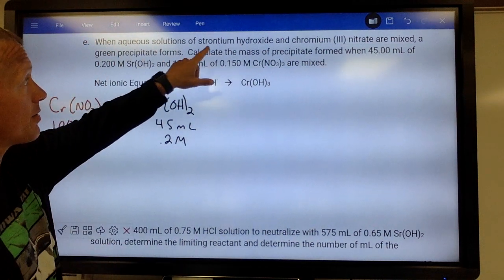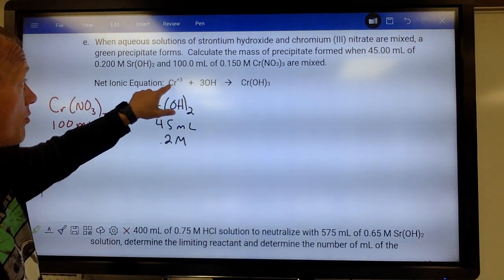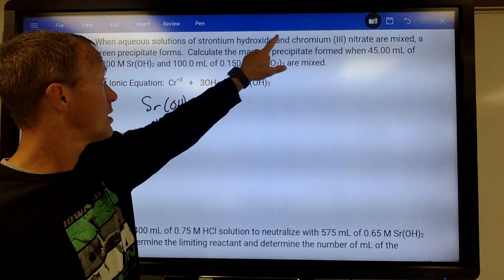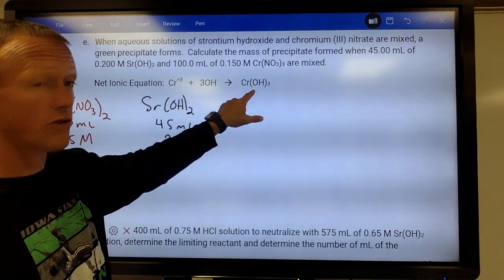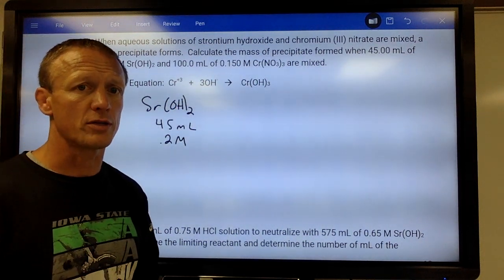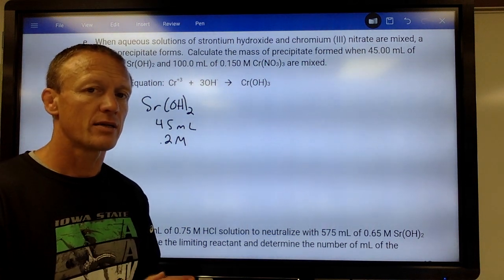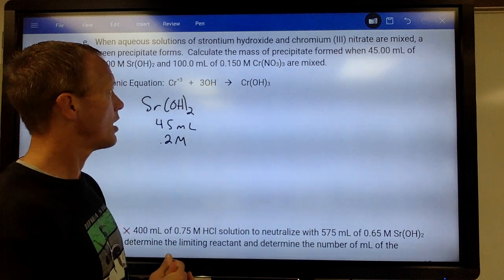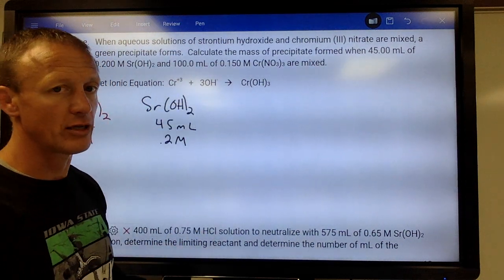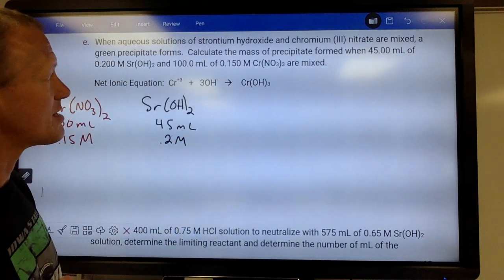So aqueous solutions of strontium hydroxide and chromium nitrate are mixed. So here's your reaction. This is just the net. The chromium ions plus the hydroxide ions make a precipitate of chromium hydroxide. So it's not the full equation. You could always write the full equation. It is easier with the full equation, I will tell you that. You can always write that full equation, which will change the balancing a little bit in terms of how you do it. So I will show this with just the net to start with here.